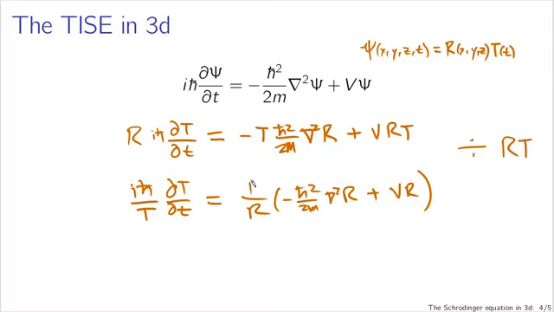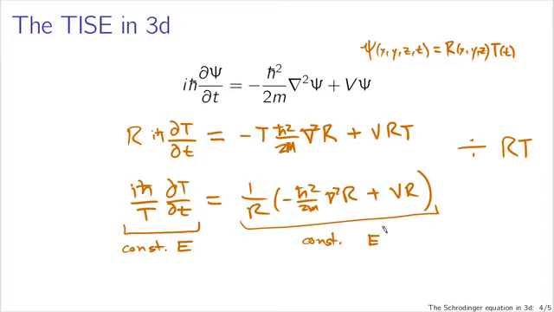The only way for this to work is if these functions are rather boring. These functions have to be constants. These are the constants that we got when we did separation of variables before, and last time we called it E. Since you know where this is going, E is going to be the energy. So the left-hand side and right-hand side are both going to be constants.